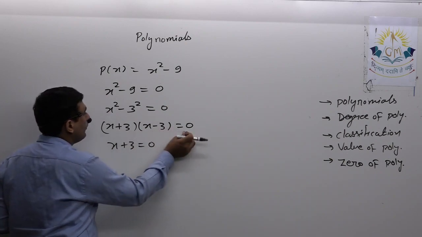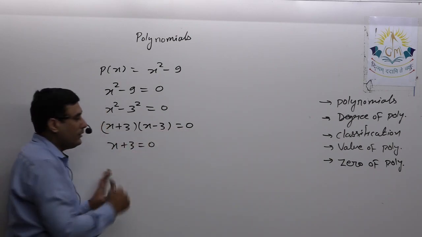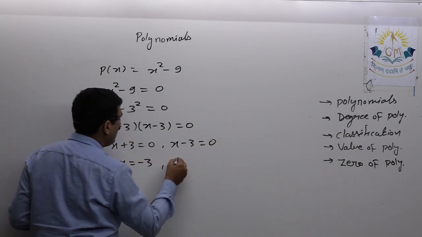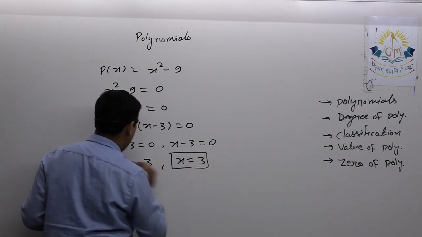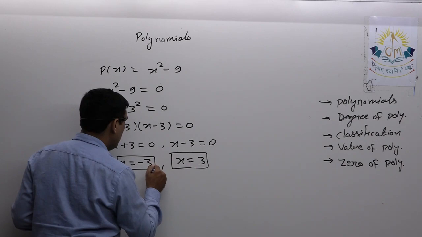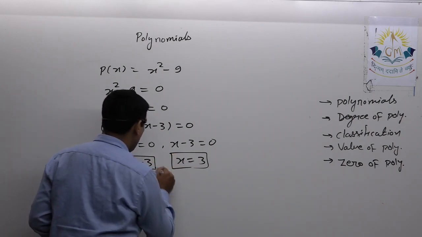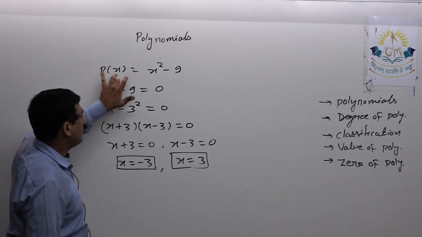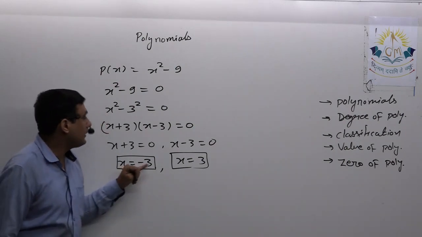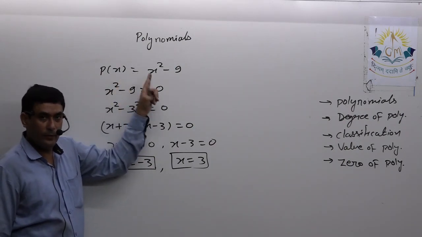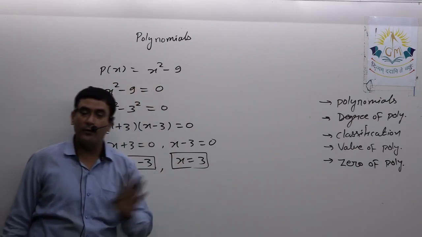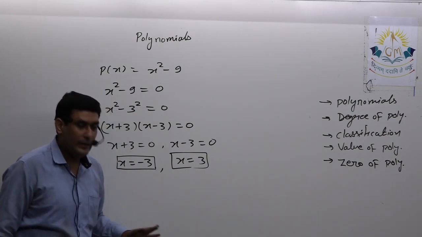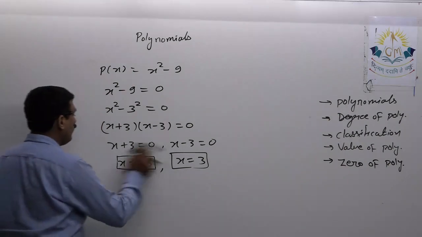See here the product of two quantities is 0. So either the first one will be 0 or the second one will be 0. That means x will be either minus 3 or x will be 3. These are the two values which we say are the zeros of the polynomial. You can check it. If you put x equal to minus 3 over here, this will become 0. If you put x equal to 3 over here, again it will be 0. So the zero of the polynomial means that value of the variable for which the polynomial becomes 0. Here there are two values.